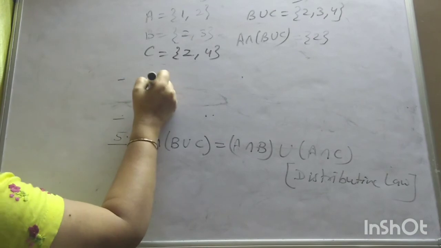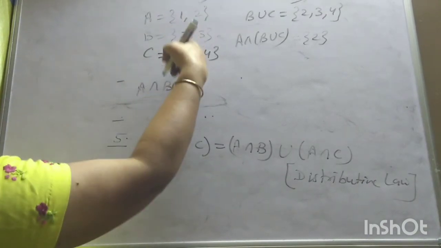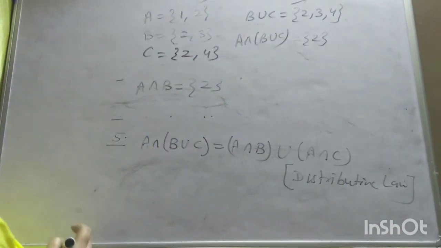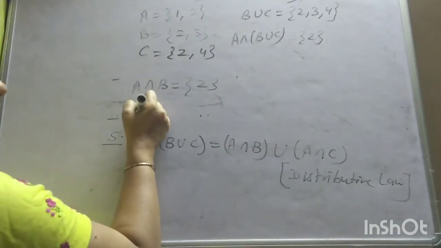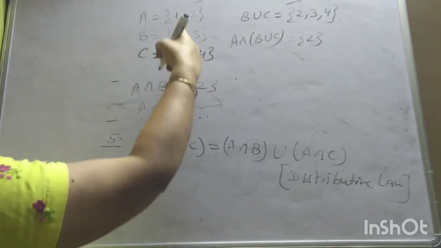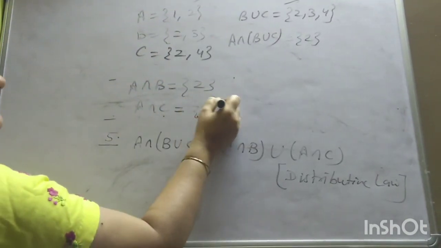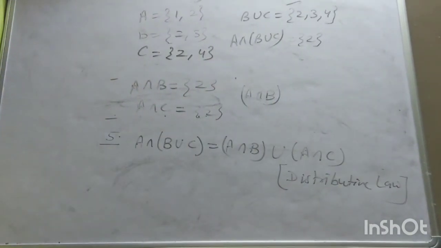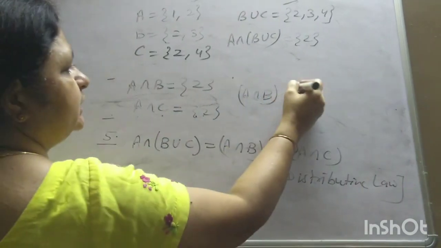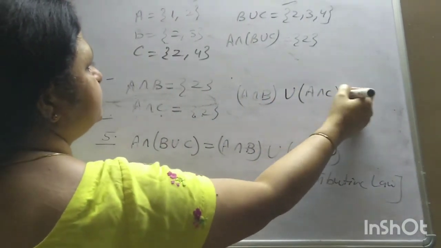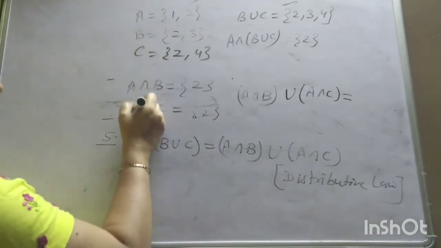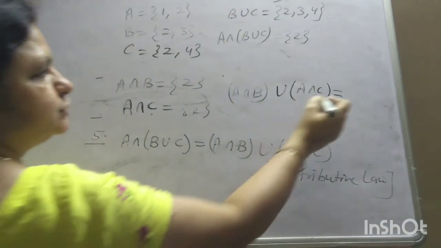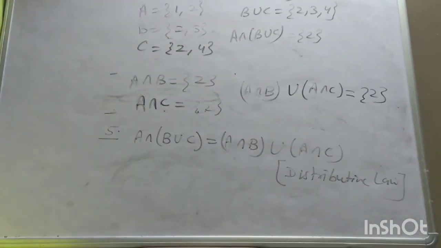Now, right hand side. A intersection B: only common element is 2. Now A intersection C: 2. Now take union of these two sets, (A intersection B) union (A intersection C). Union means we have to write all the elements of both sets. So here we have 2. So the result is again 2.